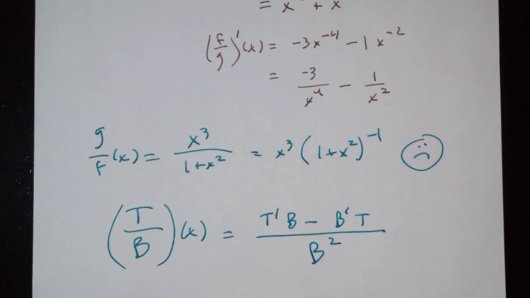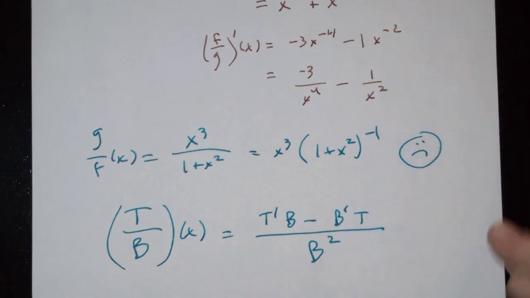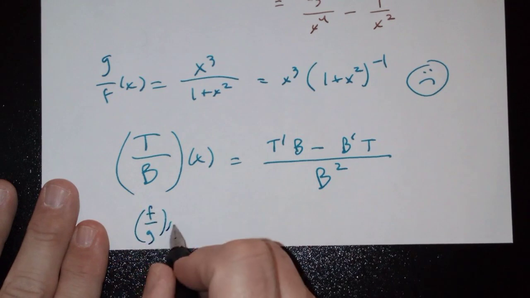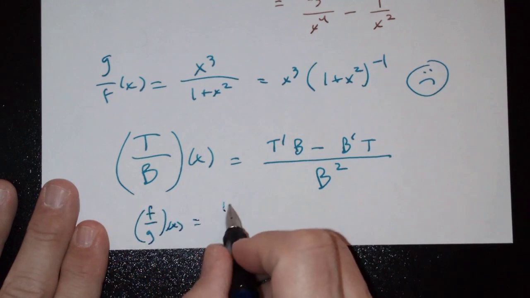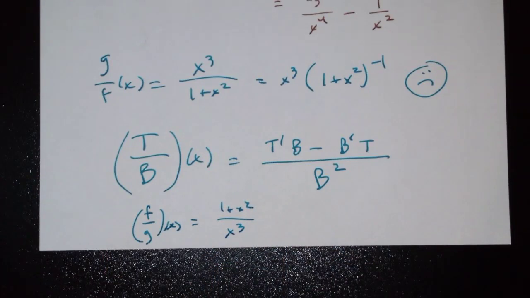I promise where this comes from will make more sense on Friday. But for the moment, I'm going to say, trust me. Hang on a second. If this is the right thing, then it should work up here. Let's go back to my f over g of x being 1 plus x squared over x cubed, and let's use this new rule and see if it works.